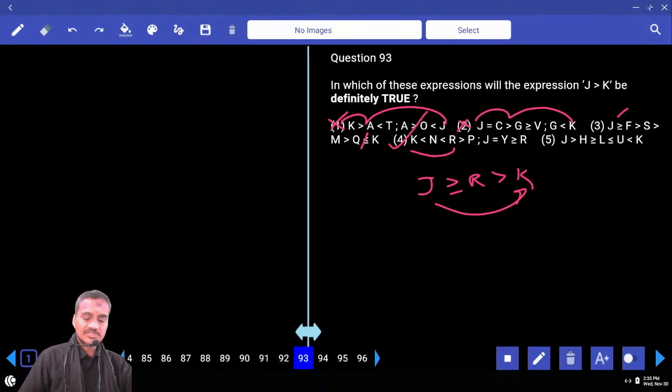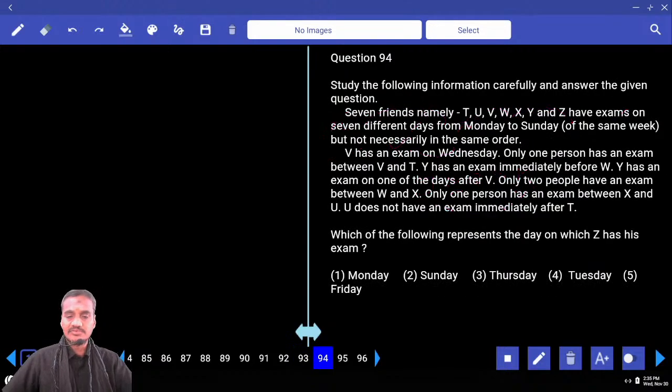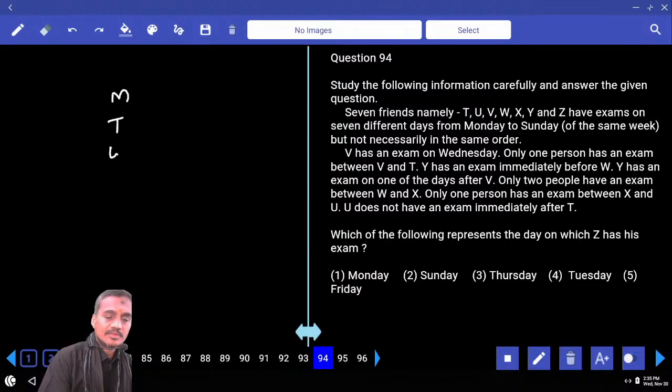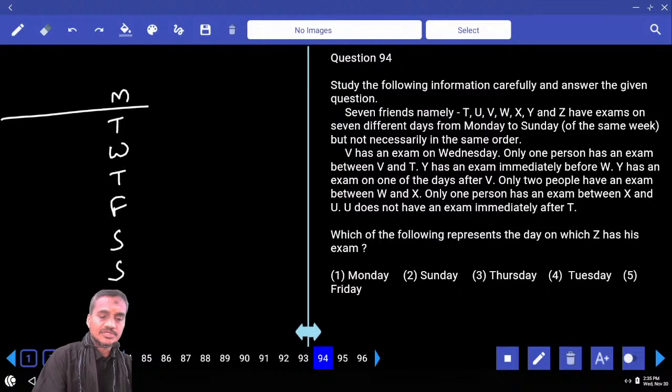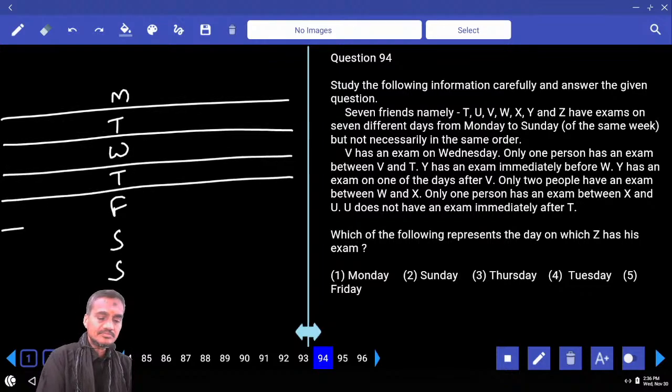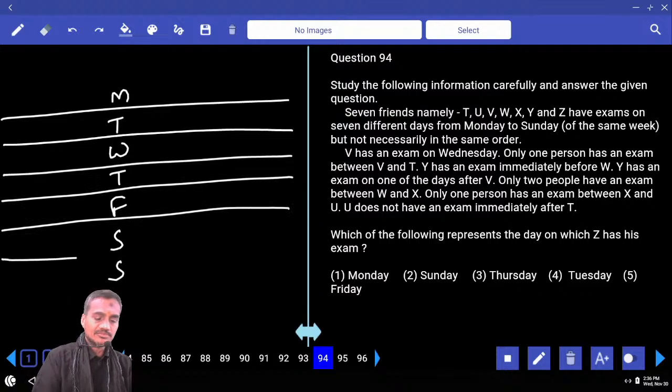Then 94 to 97. And how many questions were given? And some 4 questions were given. చేయాల్సిందే first priority. Then Monday to Sunday. 7 friends, Monday to Sunday, and have exams. Monday, Tuesday, Wednesday, Thursday, Friday, Saturday and Sunday. 7 friends have an exam on these 7 different days from Monday to Sunday. Then coming to condition number 1.